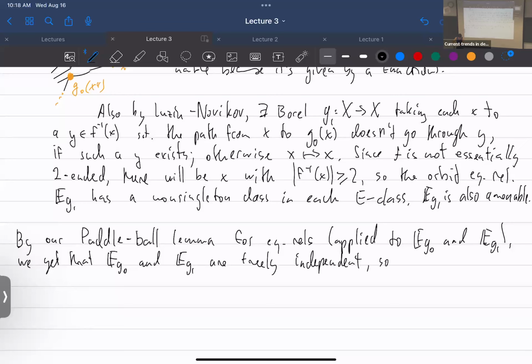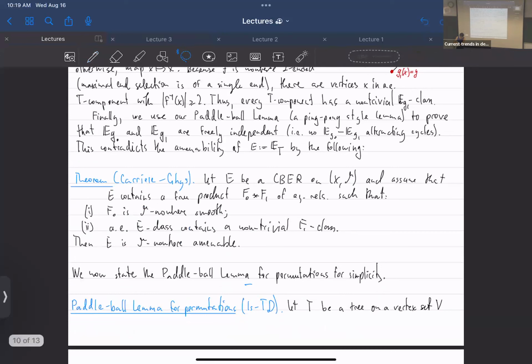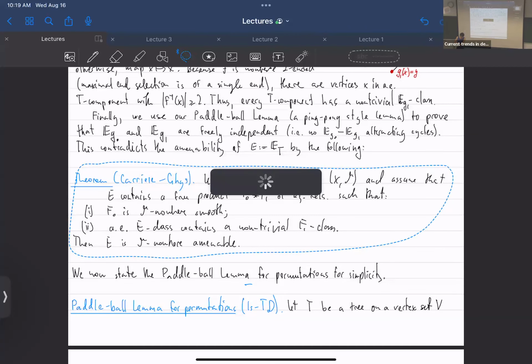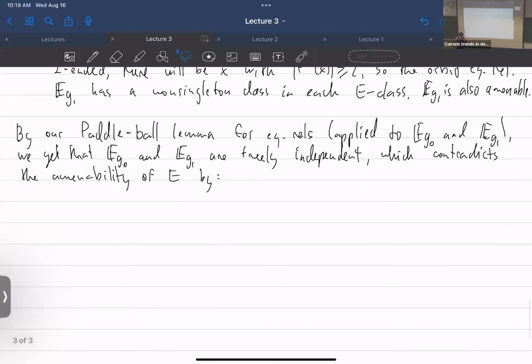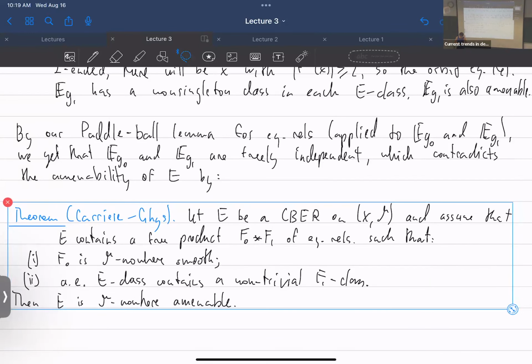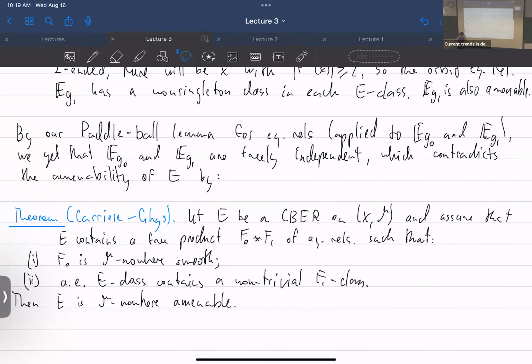Dependent, so which contradicts amenability, which contradicts the amenability of the big E by the following. So I'll just copy paste the Carrier-Gis result and read it. I really like it. It's maybe the only tool in the MCP setting before my work with Robin and my work with Ronnie and Greg that implies non-amenability of something.